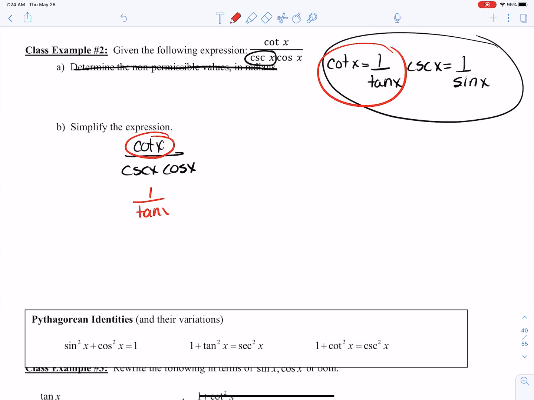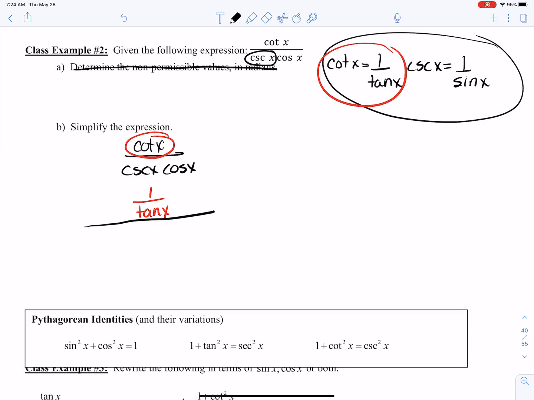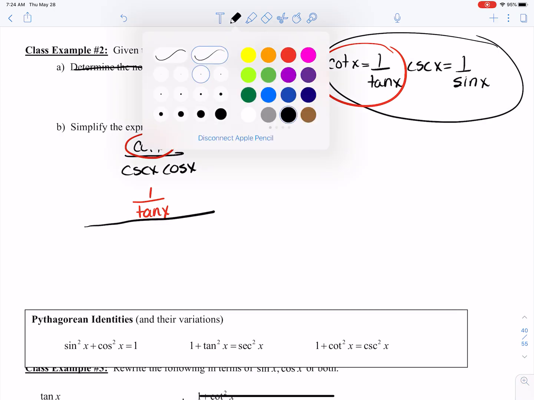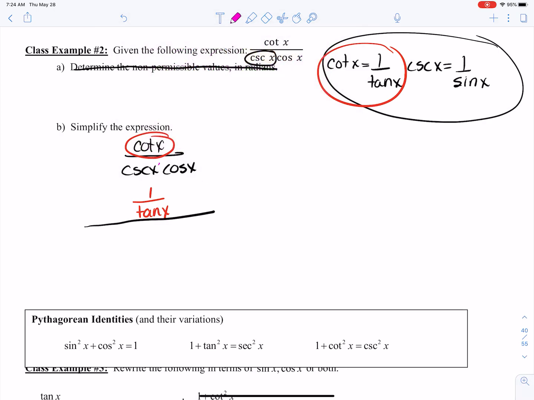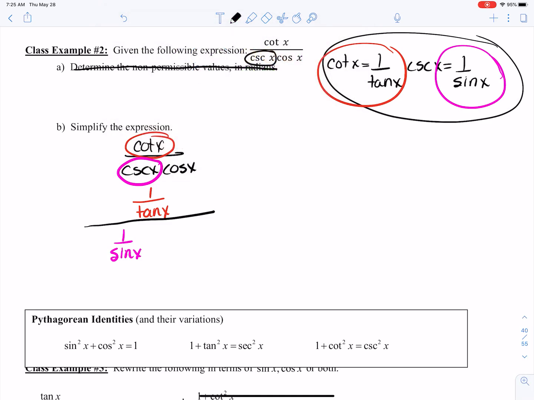So what we do is get rid of all the reciprocals right away, because that gets a little bit messy when we go to simplify. Now I'm going to take cosecant x and replace it with 1 over sine x because it's an equivalent. And then I'm going to leave the cosine x alone.